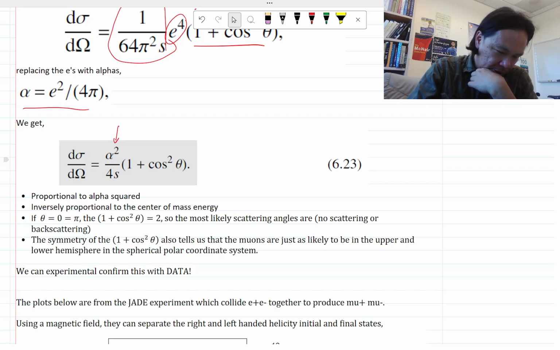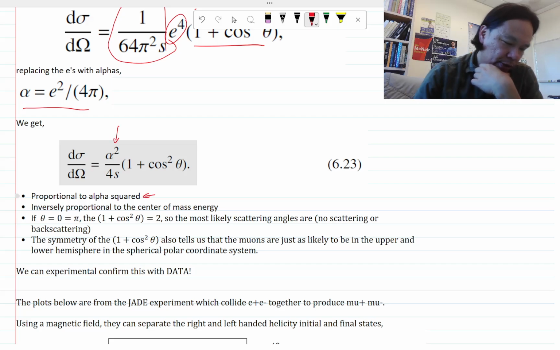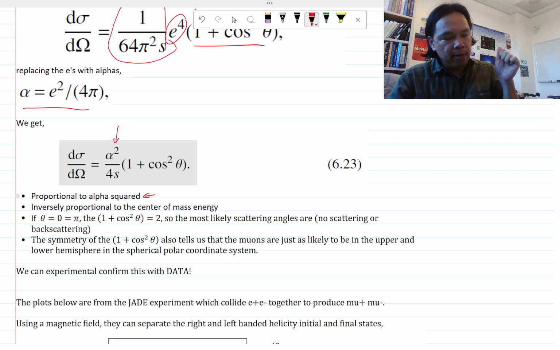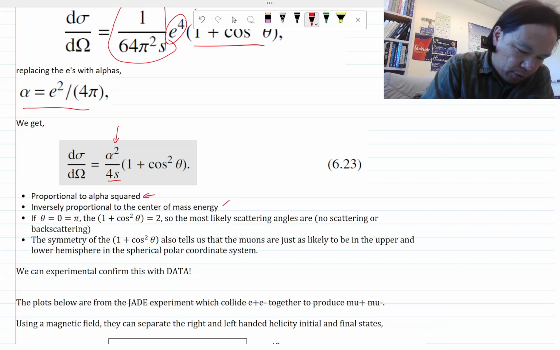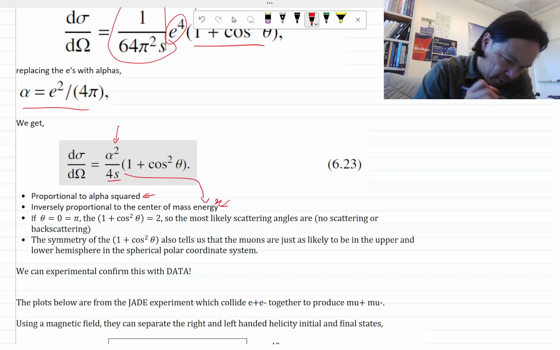Let's think about what this means. Let's interpret this a little bit. This differential cross section is proportional to alpha squared. Checked, right? Hopefully that's the case. Because we know the lowest order matrix element is proportional to alpha, but since we're squaring the matrix element, this cross section is going to be proportional to alpha squared. It is also inversely proportional to the center of mass energy, this s here, squared. Forgot the square.